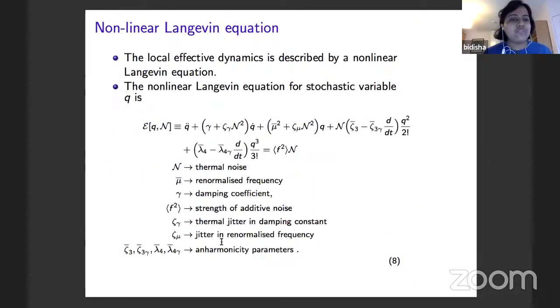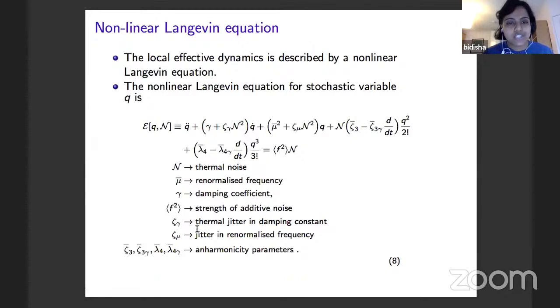So we have written down this local effective theory, and we have studied the saddle point of that theory. What we see is that the effective theory has a description in terms of a nonlinear generalization of the Langevin equation. This is the nonlinear Langevin equation, where you see that there are correction terms on top of each term. N is the thermal noise, mu bar is now the renormalized frequency, and gamma are the standard terms which were also there in the linear Langevin case, which I discussed in the context of the Caldeira-Leggett model.